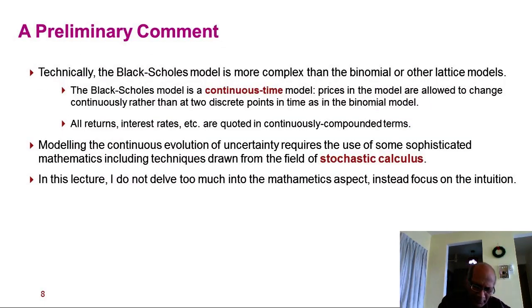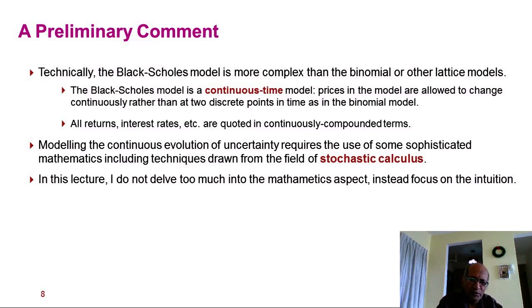Let us look at the preliminary comment first. Technically, the Black-Scholes model is more complex than the binomial model. That's why I told you the Black-Scholes model is a continuous time model. It captures every movement of the stock price. Prices in the model are allowed to change continuously rather than at two discrete points like the binomial. Binomial just says now and then, that's it. All returns, interest rates, etc. are quoted in continuously compounded terms.